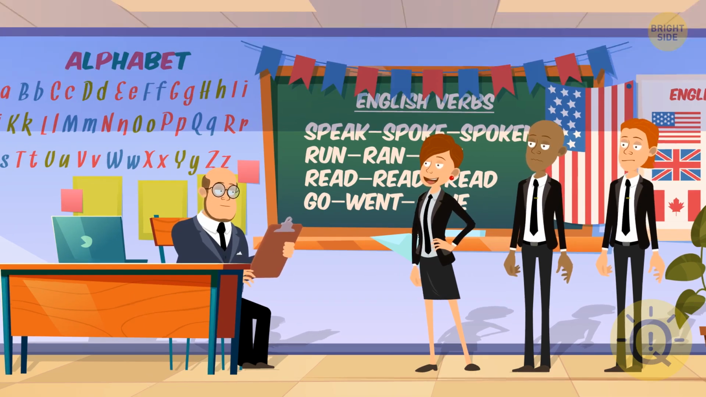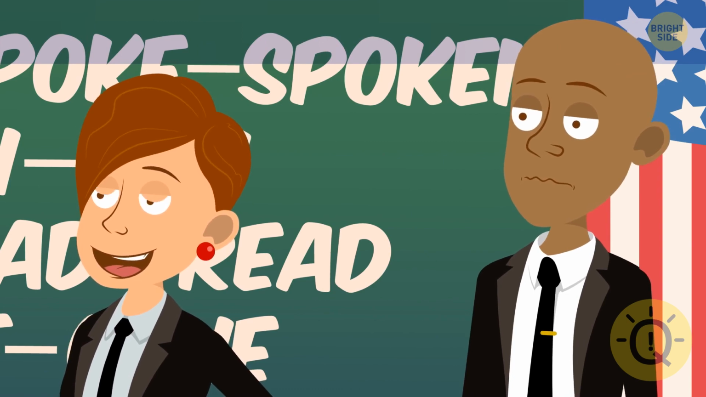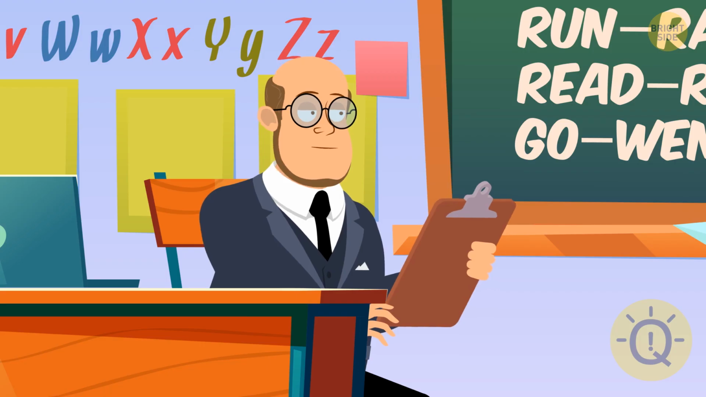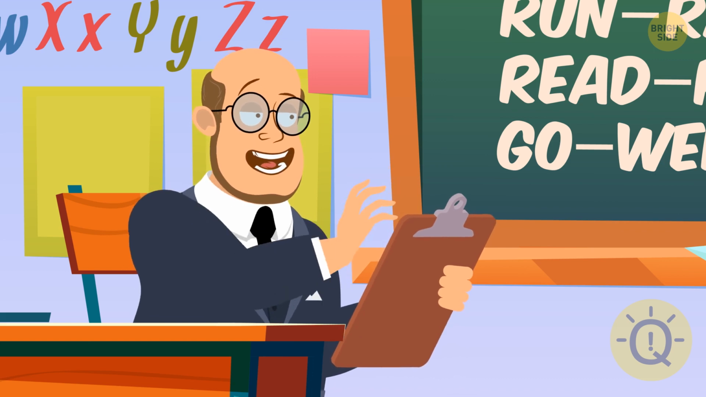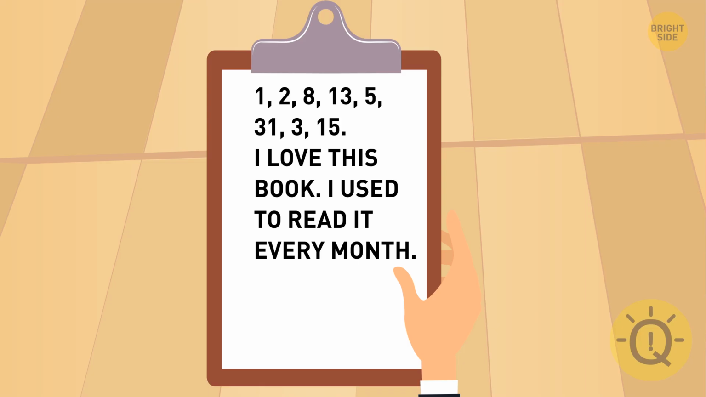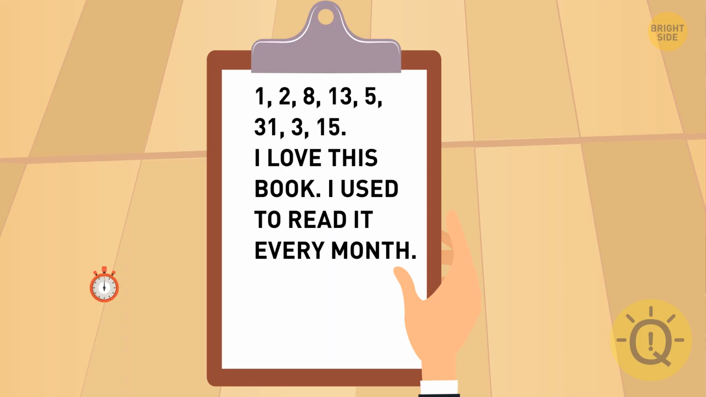Mr. Thompson was a strict English teacher who never allowed electronics in class and read all the paper notes aloud in class, so the students had to be conspirative. Once, he read out the following note: 1, 2, 8, 13, 5, 31, 3, 15. I love this book. I used to read it every month. Can you decode what the note says?